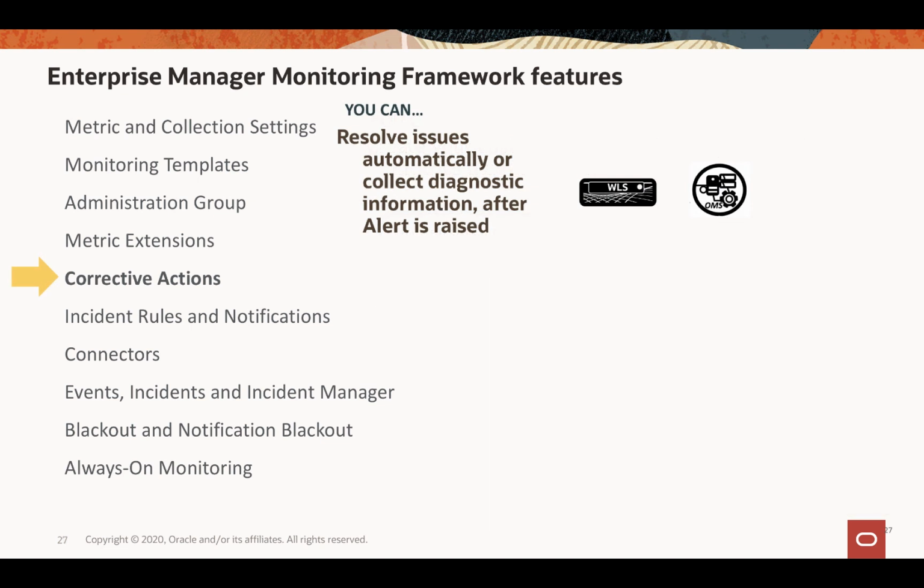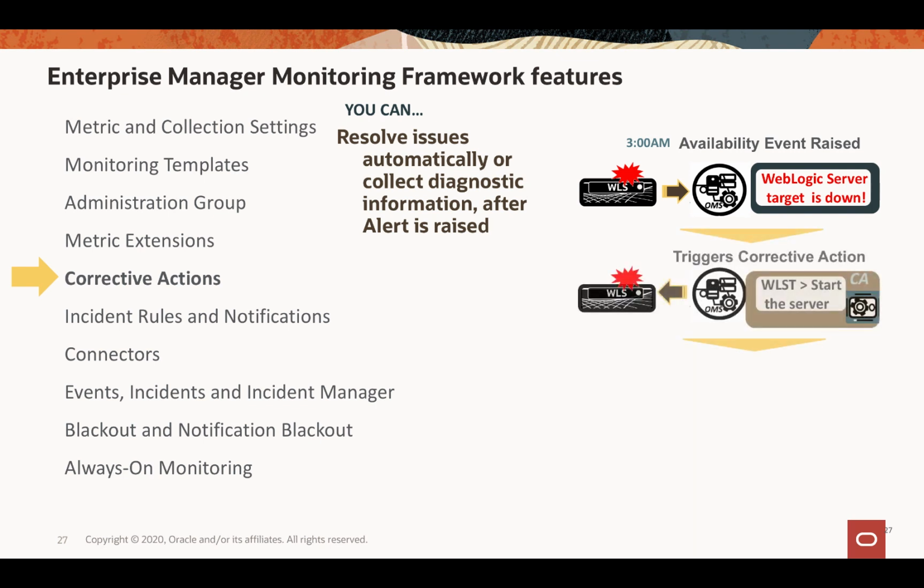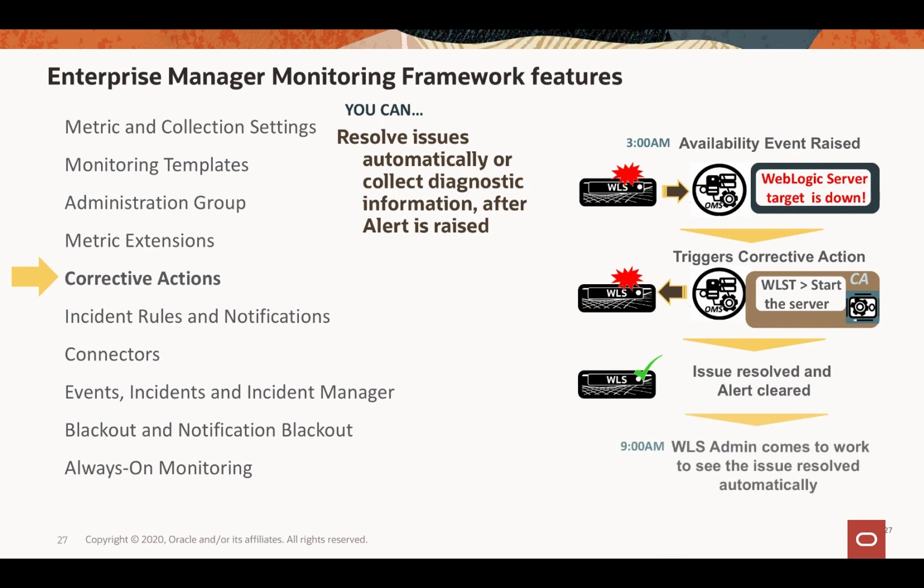In some cases, when you get an alert, you know exactly what to do for the next action. So for example, say at 3 a.m. in the morning, an availability alert is raised. The message is WebLogic server is down. Enterprise Manager receives that event, executes the corrective action right away. Shortly after, the issue gets resolved and the alert is cleared. So this all happens automatically. So using corrective actions, you can resolve the issues automatically as an alert is raised.